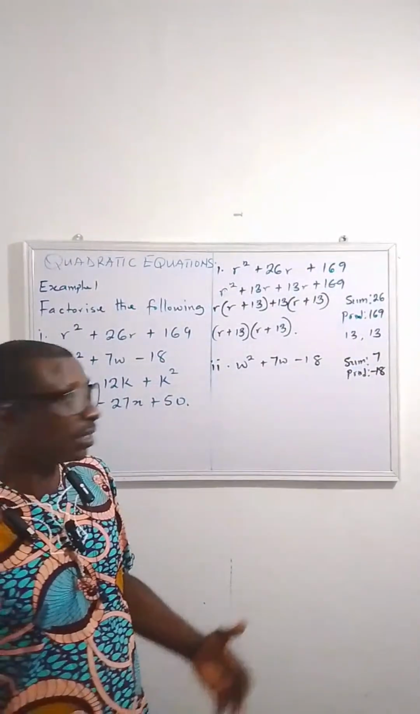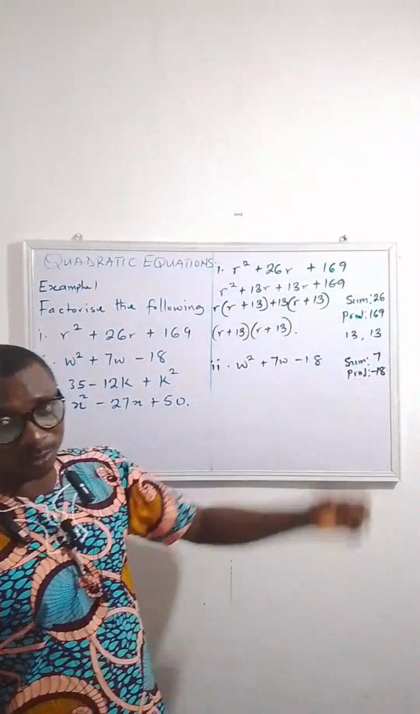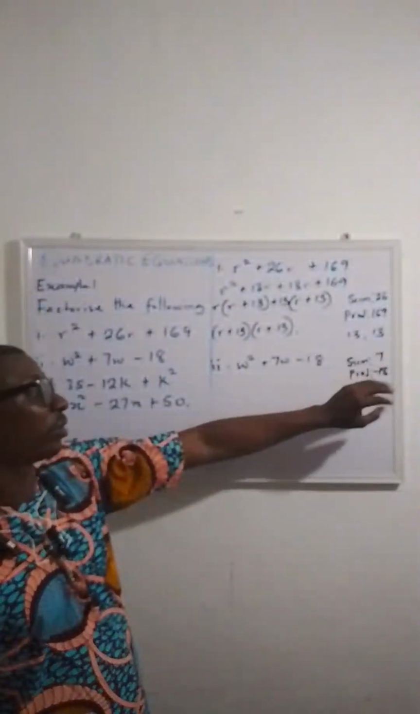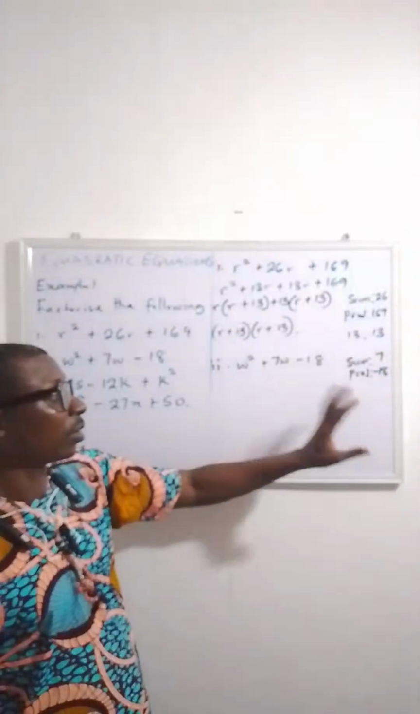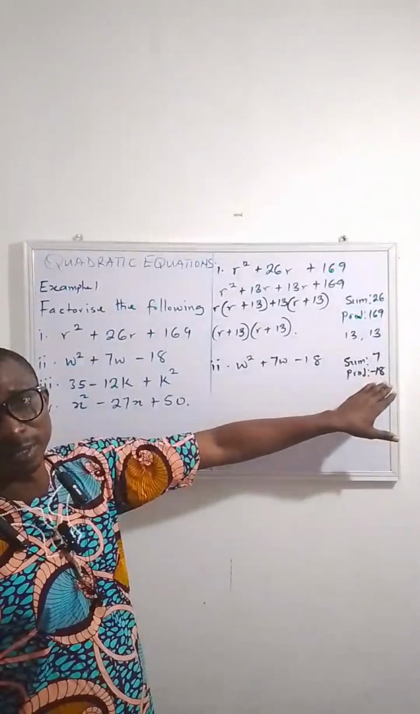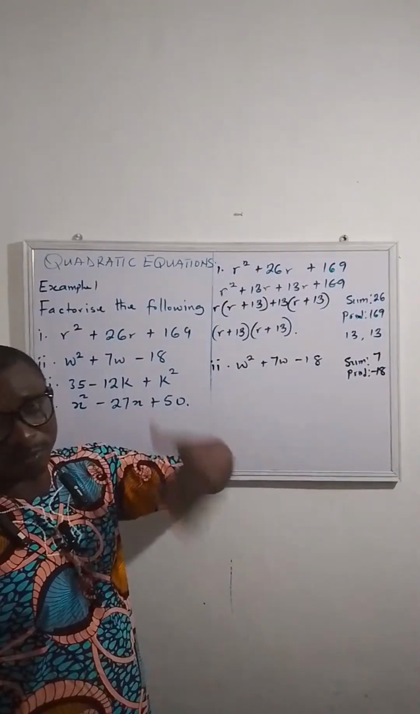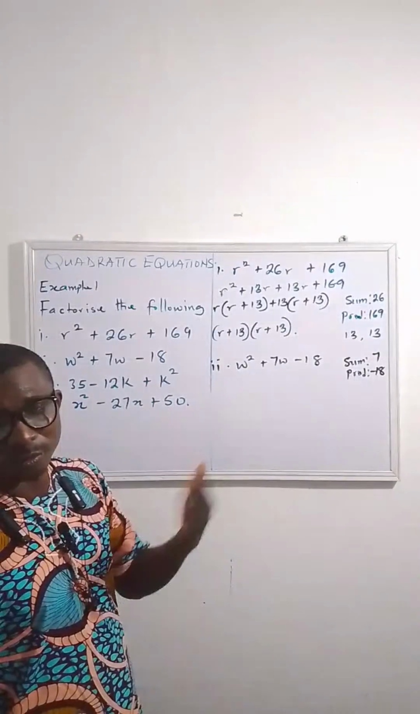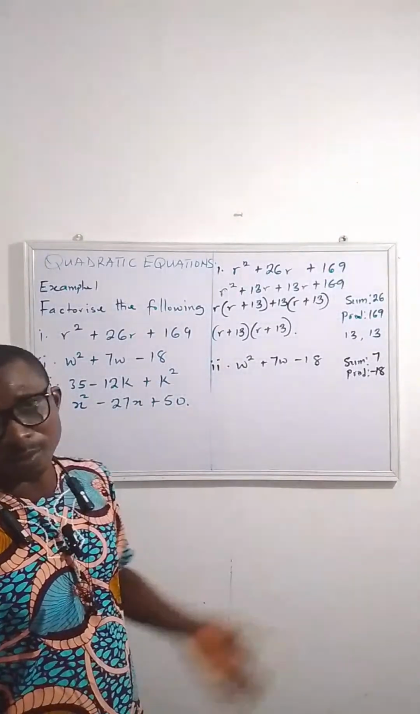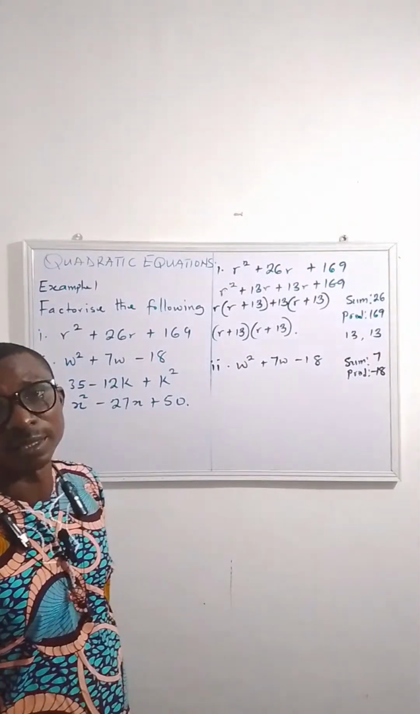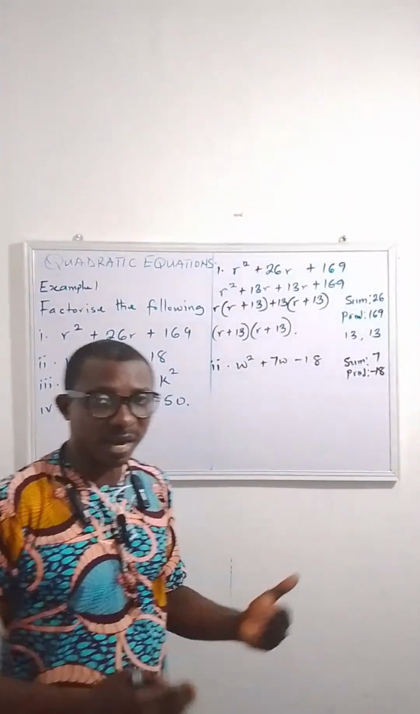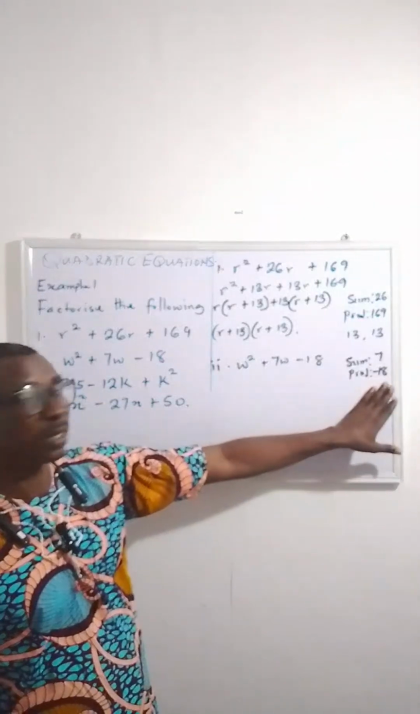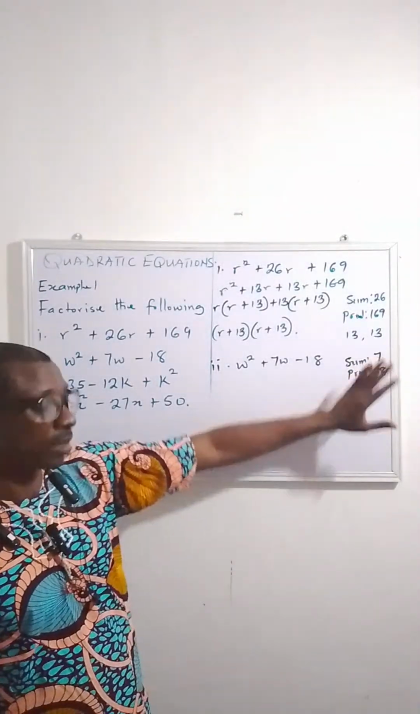I want you to think fast and drop your answer in the comment section. What are the two numbers? When you multiply together you have minus 18. When you add together you have 7. Don't forget what I said. Those numbers must be factors of negative 18. So just begin to think of factors of negative 18: plus or minus 1, plus or minus 2, plus or minus 3, plus or minus 6, plus or minus 9, plus or minus 18. See how you can combine two numbers such that when you multiply together you have minus 18, and when you add together you have 7.